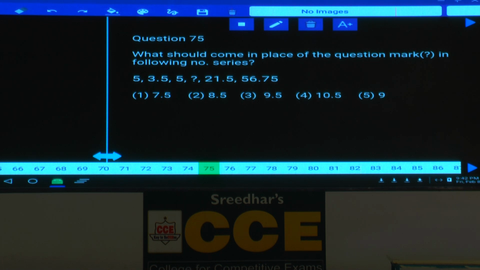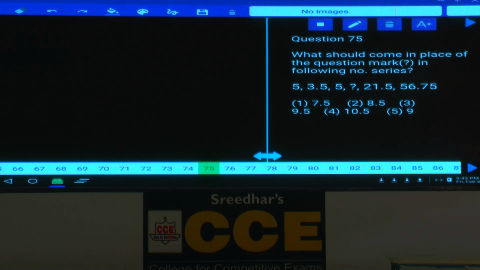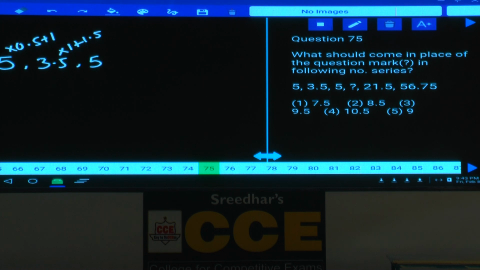Then question number 75: 5 and 3.5. Tell me how to express this one, 5 and 3.5. Now this 5 and 3.5 can be written as 5 into 0.5, which is 2.5, plus 1 is 3.5. Next one is 3.5 and 5, which can be written as 3.5 into 1 is 3.5, plus 1.5 will be 5, isn't it? And this is 5. Next one, 5 and 9.5: 5 into 1.5 is how much? 7.5, and the next addition must be 2. 7.5 plus 2 is 9.5.